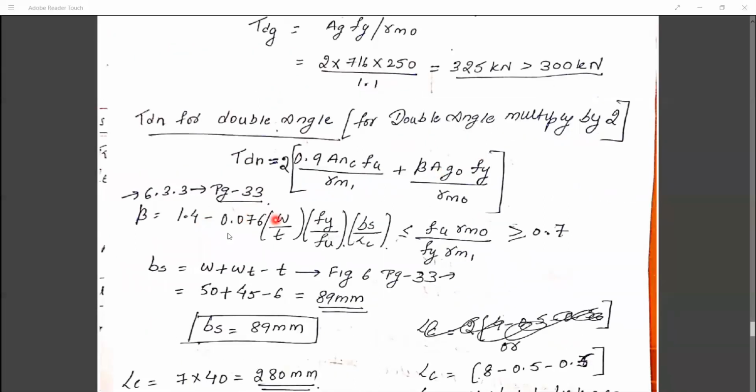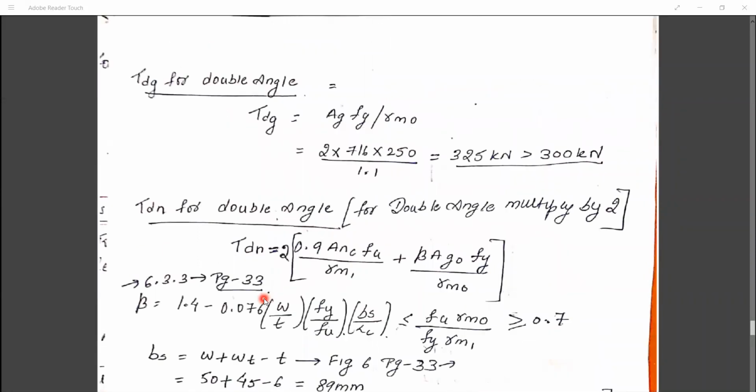Now go to beta formula: 1.4 minus 0.076 W by T, Fy by Fu, Bs by Lc, which should be less than Fu by gamma m naught, Fy by gamma m1, and more than 0.7. So Bs is nothing but W plus Wt minus T, outstanding leg, connecting leg minus thickness. So you will get 50 plus 45 minus 6. Where is 50?